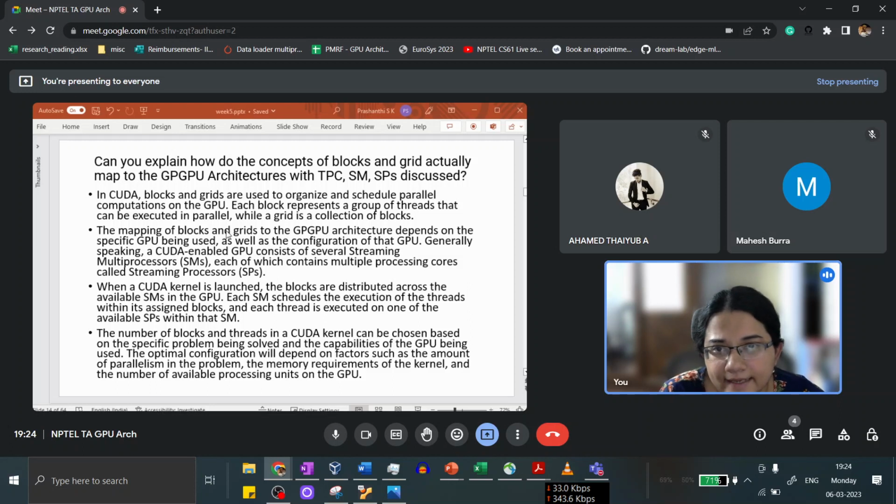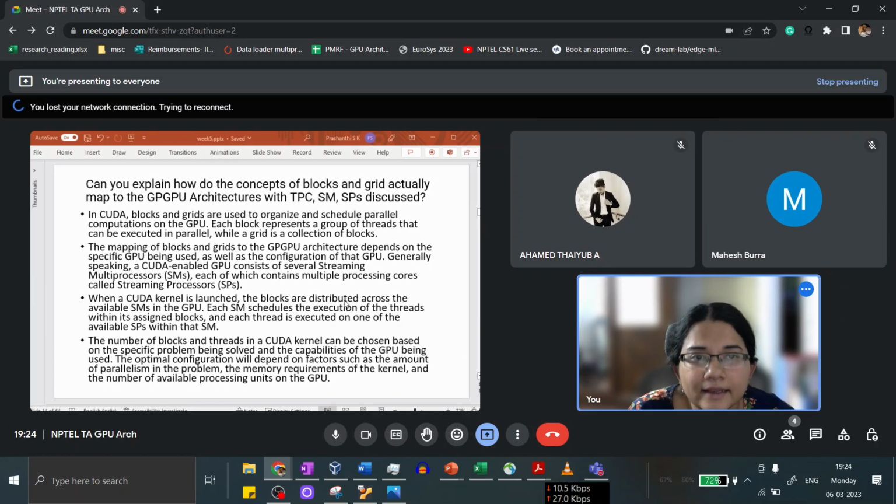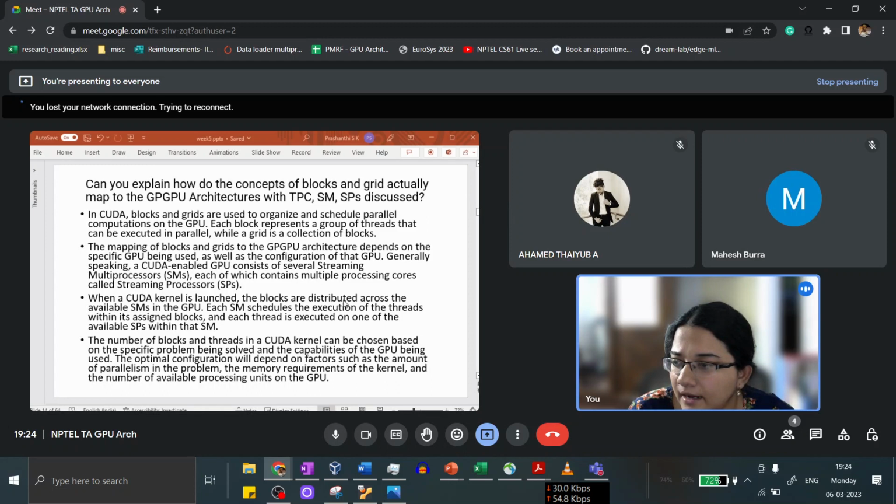Next, they say the mapping of blocks and grids to the GPU architecture depends on the specific GPU being used, as well as the configuration of that GPU. Generally speaking, a CUDA enabled GPU consists of several streaming multiprocessors, each of which contains multiple processing cores called streaming processors. Again, this point highlights one thing, that there is a hardware dependence.